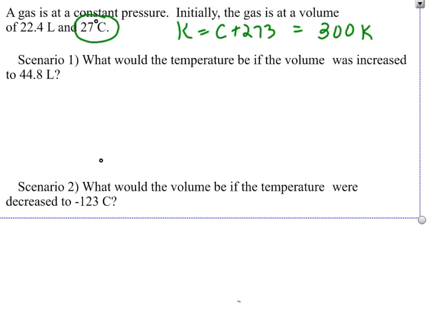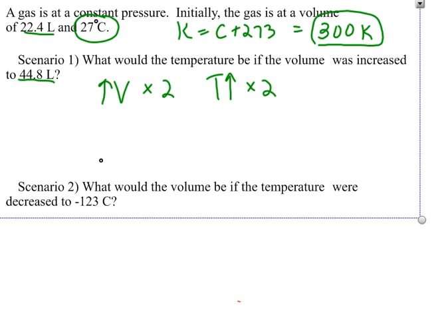It says here, what would the temperature be if the volume was increased to 44.8 liters? So here we are increasing the volume by a factor of 2. Going from 22.4 liters up to 44.8 liters means there's an increase in the volume by a factor of 2. Well, this is Charles's law, which says that if there's an increase in volume, the temperature will also increase by the same factor. So the temperature will increase by a factor of 2. Since it started at 300 Kelvin, our temperature will increase to 600 Kelvin.